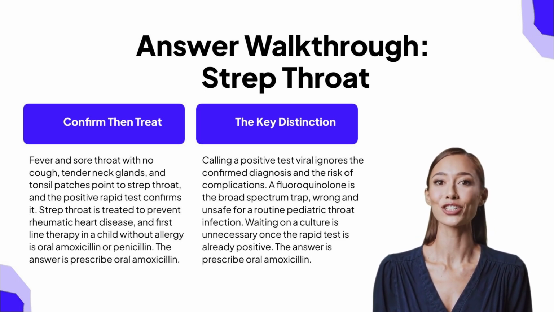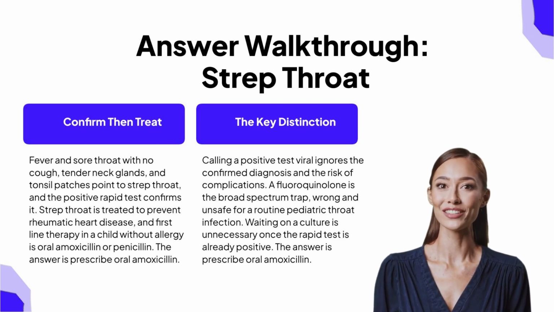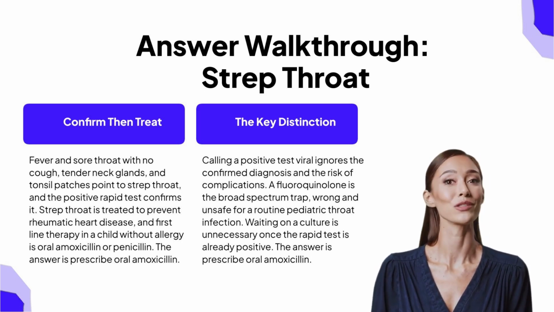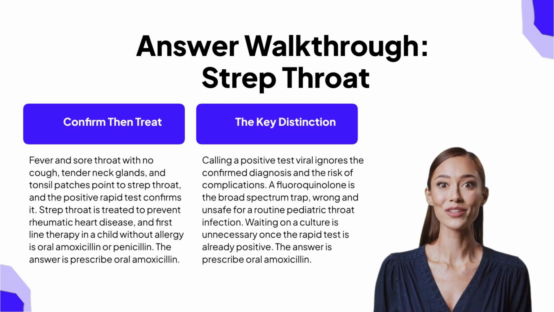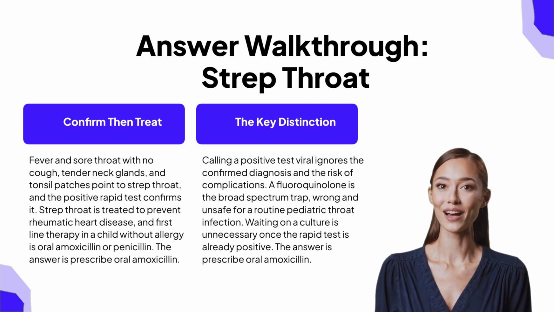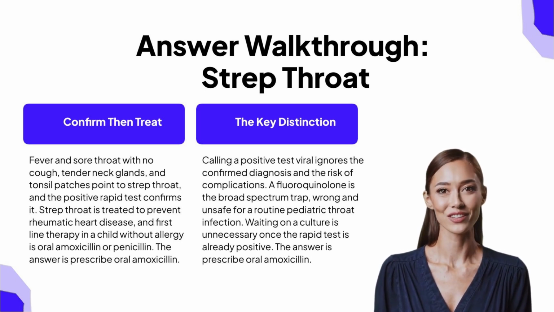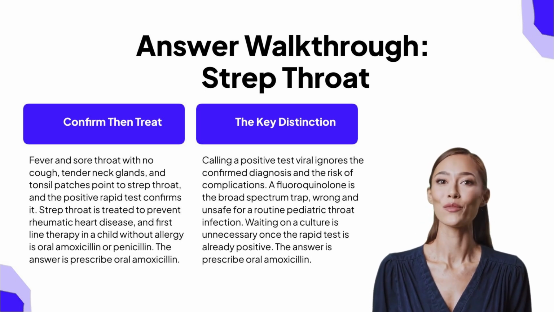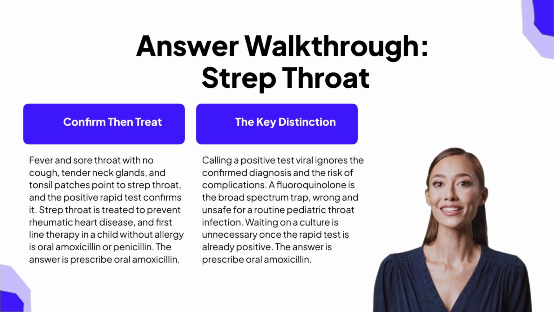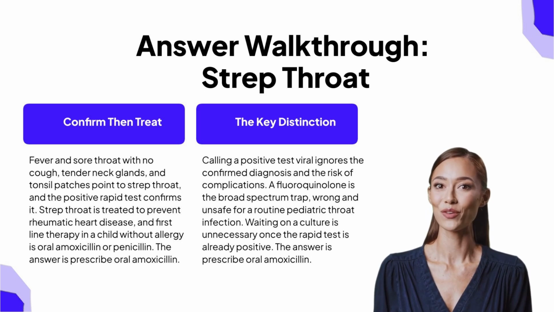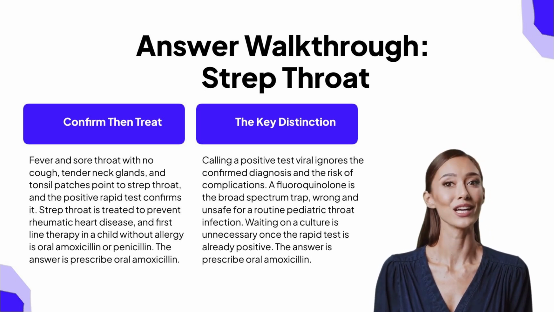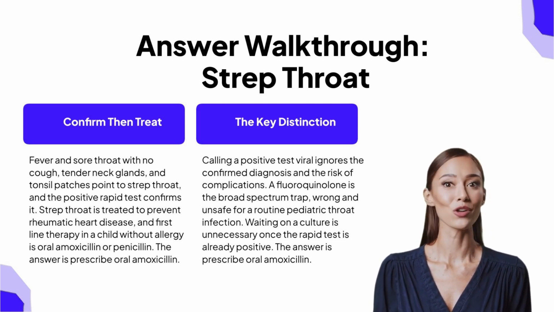Now the key distinction among the wrong answers. Calling this viral, option B, ignores a positive test and the real risk of complications. A fluoroquinolone, option C, is the broad-spectrum trap, and it is both wrong and unsafe for a routine pediatric throat infection. Ordering a culture and waiting, option D, is unnecessary because the rapid test is already positive and gives you your answer. The answer is prescribe oral amoxicillin.